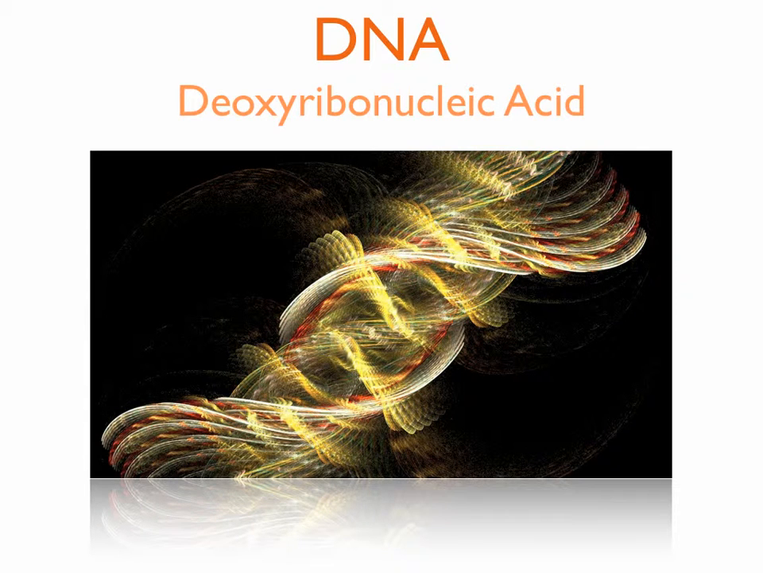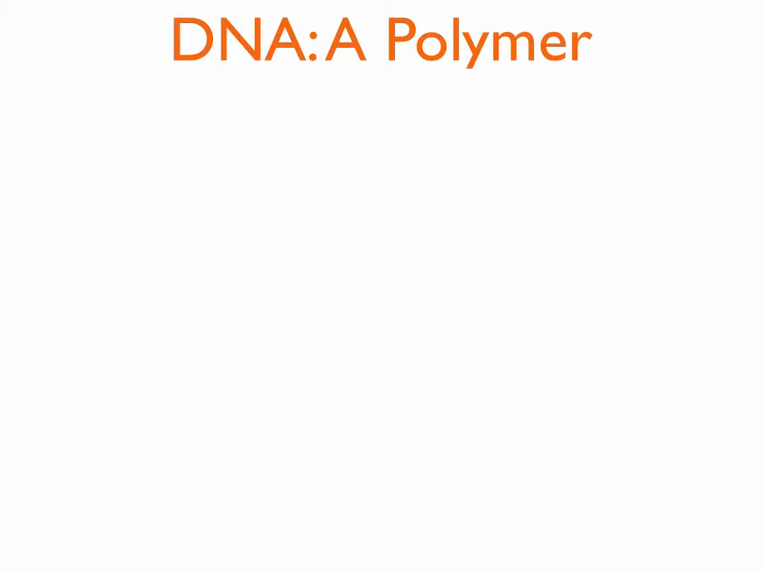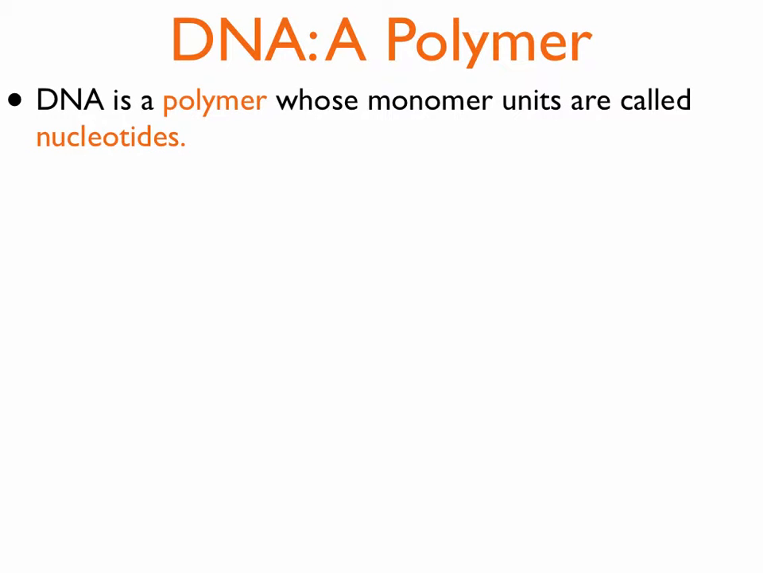Let's continue looking now at the DNA molecule. The first thing we need to know is that DNA is in fact a polymer that has monomer units referred to as nucleotides. So think about some other polymers we're familiar with. For example, cellulose. Cellulose is the polymer, glucose is its monomer. So with DNA, DNA is the polymer and a nucleotide is its monomer.